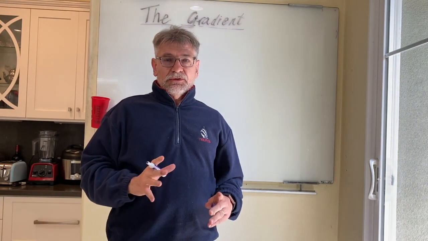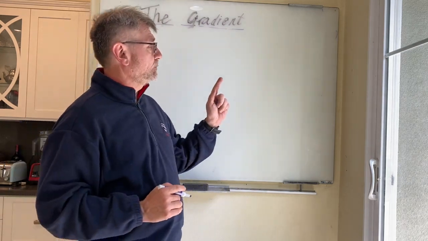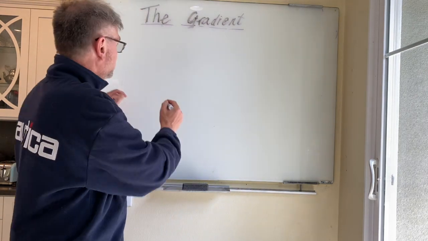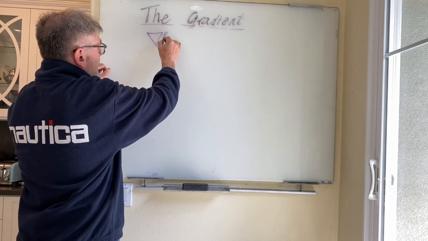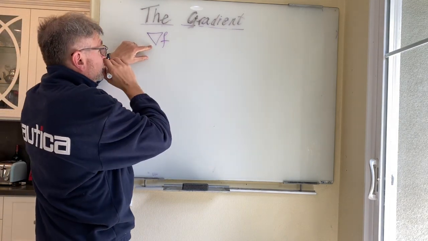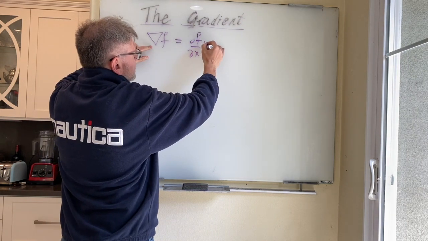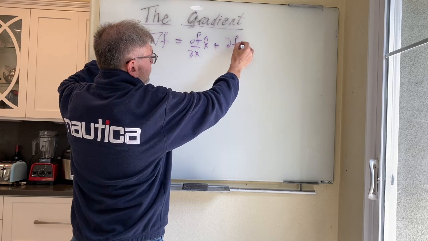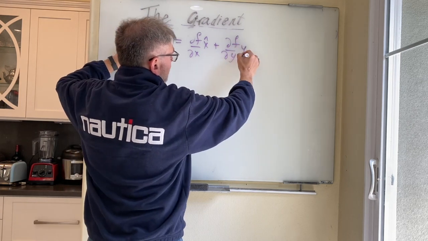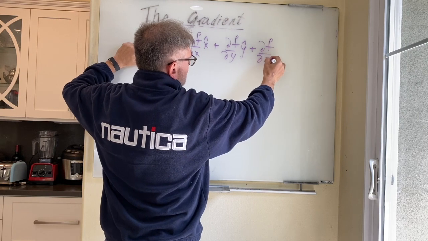All right, we're going to talk about the gradient in spherical coordinates. So from the homework or from previous classes, you may know that the gradient is written grad f, the gradient of a function f. And in Cartesian coordinates, we can write it as partial f partial x times the vector x hat plus partial f partial y times the vector y hat plus partial f partial z times the vector z hat.